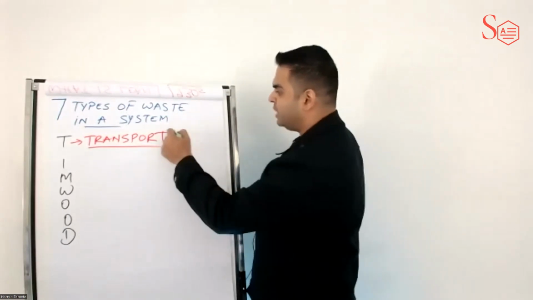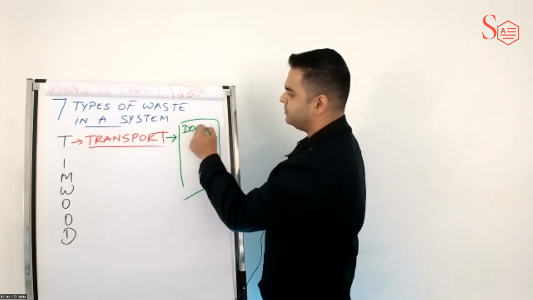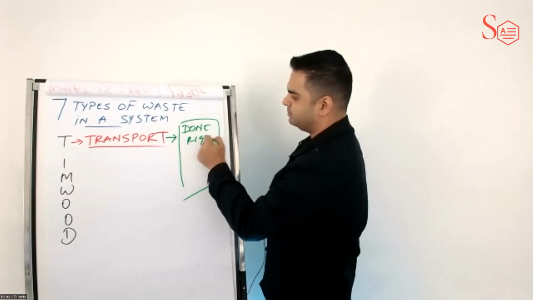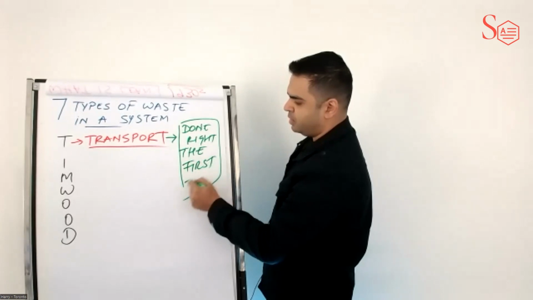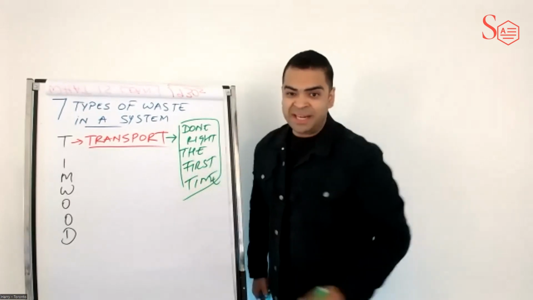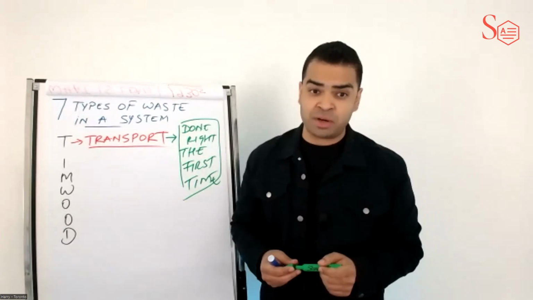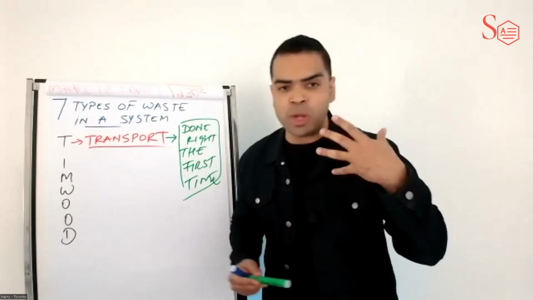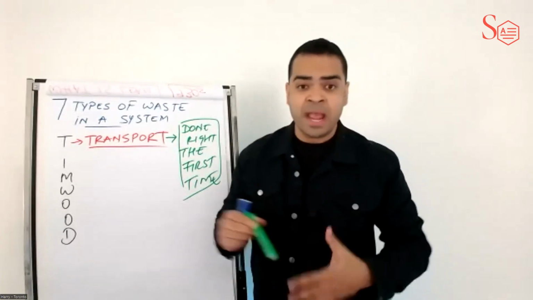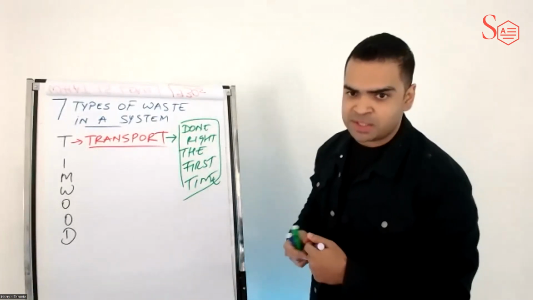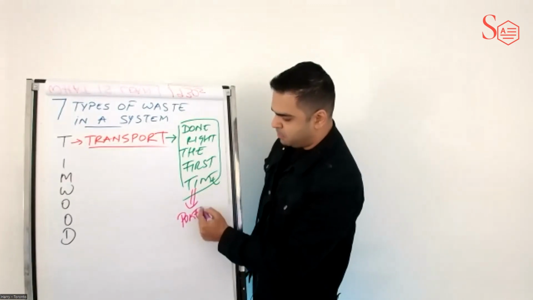Because according to lean, work should be done right the first time. It should have been ideally done right the first time. Now that sounds kind of bizarre. How can we accomplish this every single time? How can we get things right the first time? And that's where another Japanese philosophy comes into play, which is called poka-yoke.